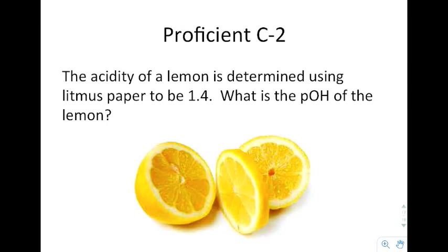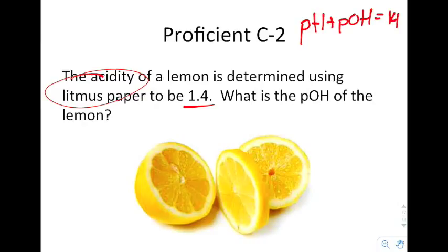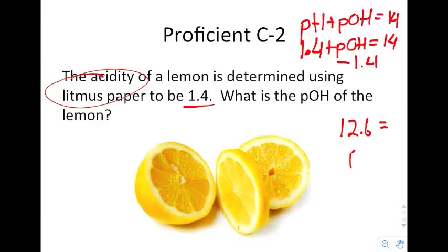Now it says the acidity of a lemon is determined to be 1.4 using litmus paper. It asks what is the pOH? So we have pH plus pOH equals 14. The pH is 1.4, so 1.4 plus pOH has to equal 14. I subtract 1.4 from both sides, and when you do that, you end up getting a value of about 12.6 as our pOH value. So if I ask you if something's acidic, it should have a low pH if it's acidic and a high pOH. Those go together.